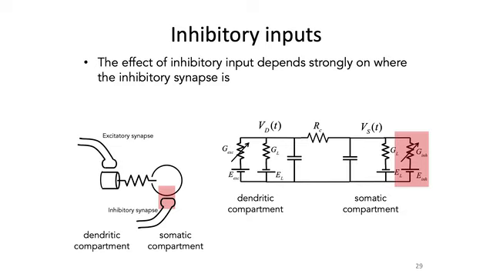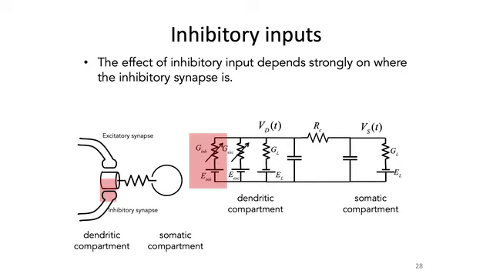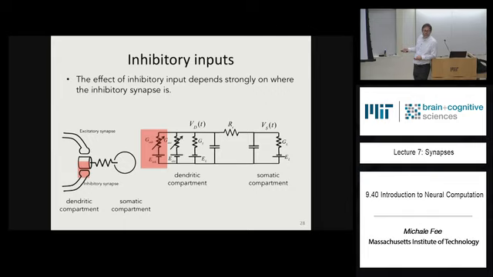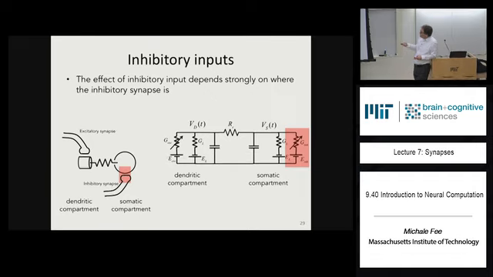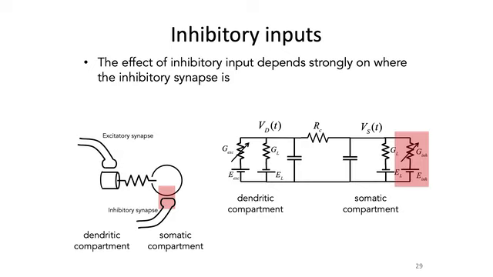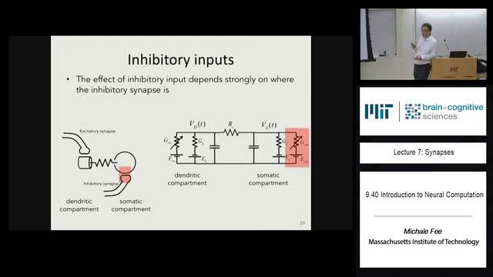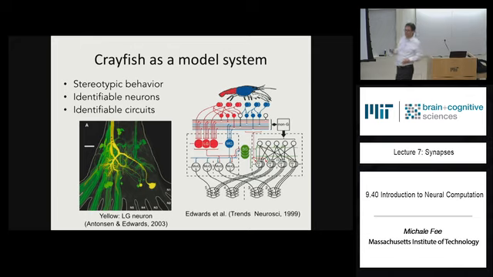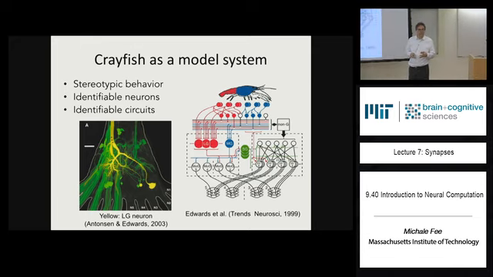So you see what I've done here. I've got a dendrite that has an excitatory synapse, that's here, and it has an inhibitory synapse. Or we consider the case where the excitatory synapse is still on the dendrite, but the inhibitory synapse comes onto the soma. And it turns out those two things do something very interesting. And this was first shown in the crayfish.